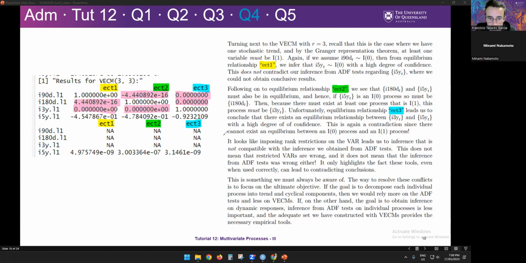What else do I want to tell you about it? It looks like imposing rank restrictions on the VAR leads us to inference that is not compatible with the inference that we obtained from the augmented Dickey-Fuller test from tutorial 6. Pretty much that. Once again, if we had a different conclusion for I90, I believe things would make more sense there. That is it for question 4, which analyzes the equilibrium. But I think the most important part we will be looking for in your report is what comes in question 5.